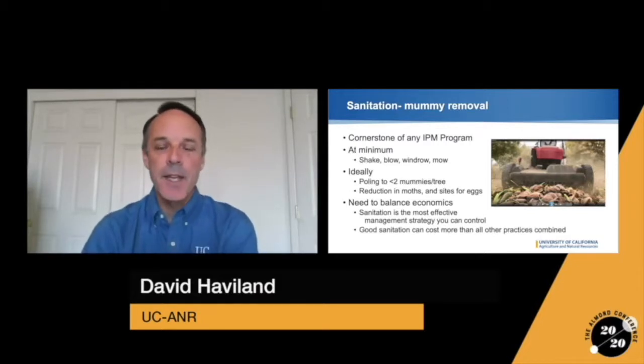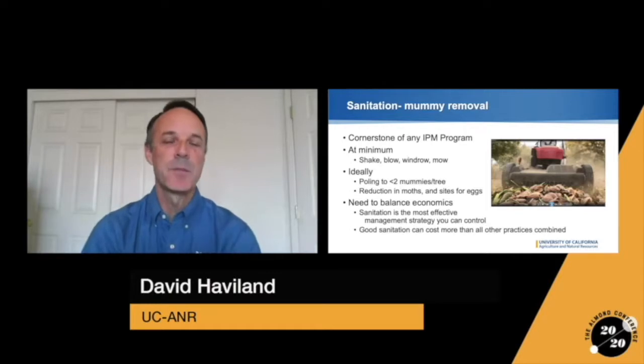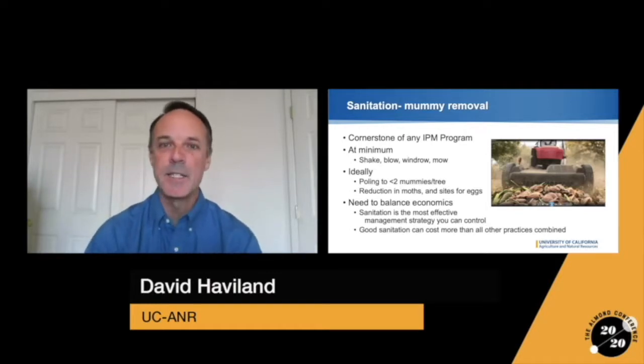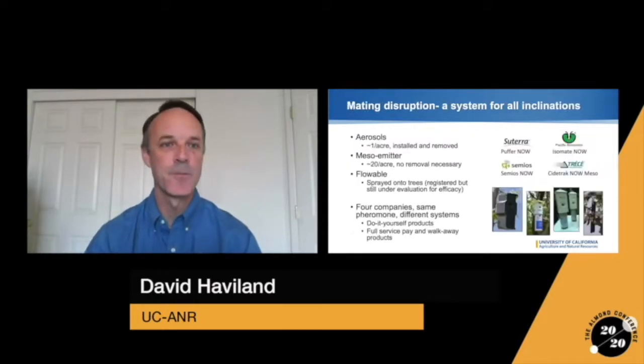Now, second thing I'm going to focus on with navel orangeworm is mating disruption, because this really is the future. Now, I'm going to go through the different options. Okay, first of all, there's aerosols. Okay, these are typically put out at 1 per acre now. And a grower or someone you contract is going to install those and remove them.